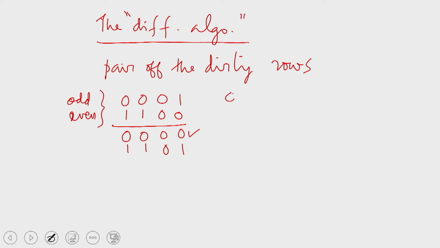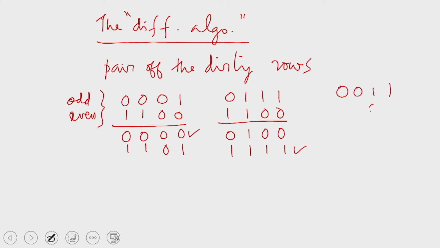On the other hand, if we had an arrangement of this sort, when we compare and exchange within the columns, we will get a clean row of ones and one dirty row. If the number of zeros and number of ones were exactly the same, then after I perform a compare and exchange, I would get two clean rows.